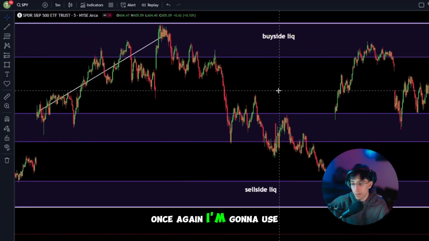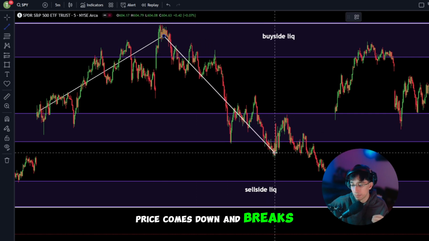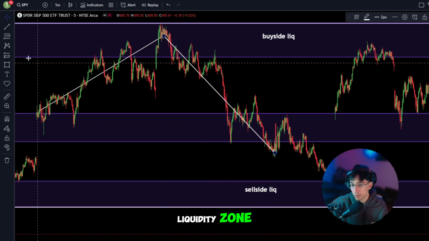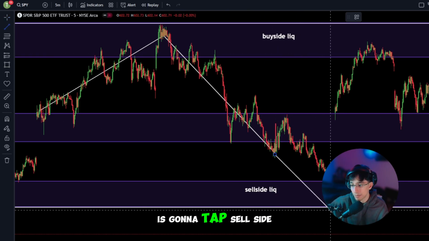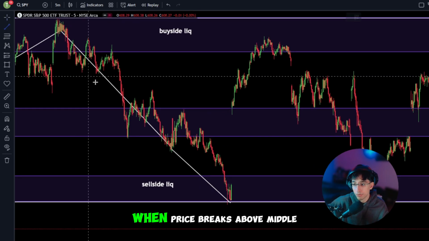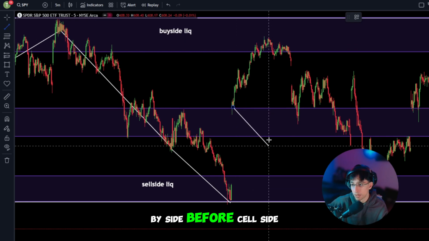Once again, I'm going to use the same exact logic here. When price comes down and breaks below the middle liquidity zone, now we know that price is going to, instead of tapping buy side, it's going to tap sell side first. When price breaks above middle liquidity, we know it's going to touch buy side before sell side.